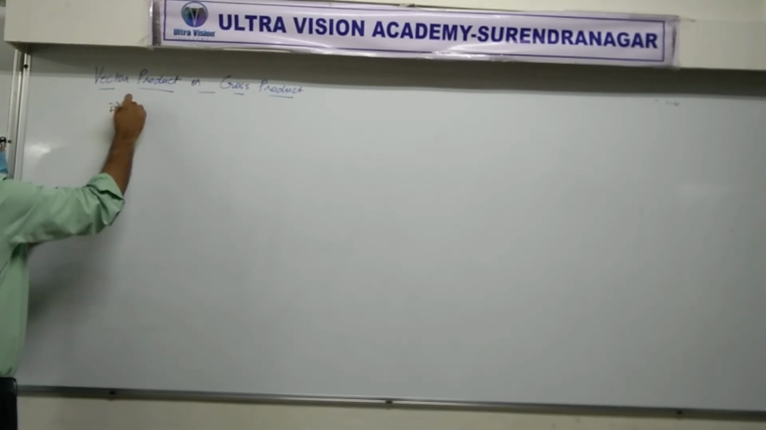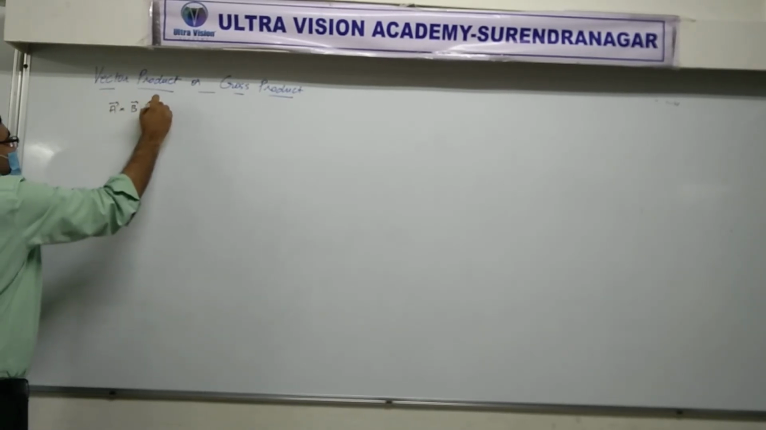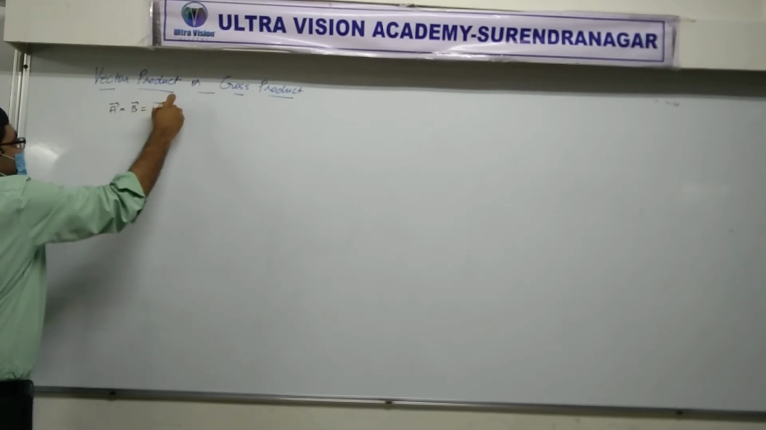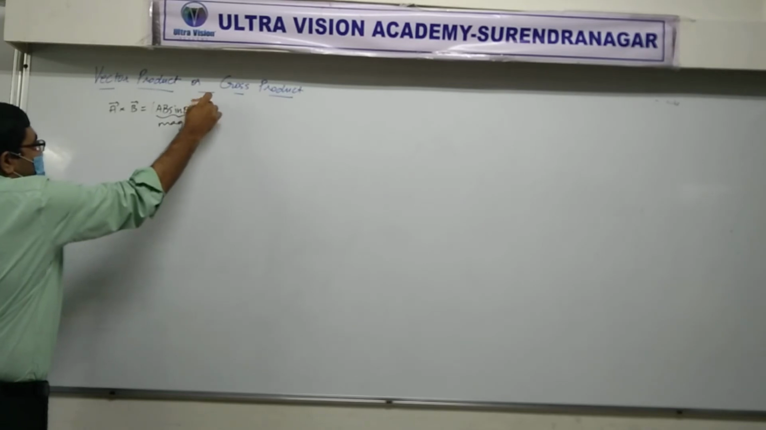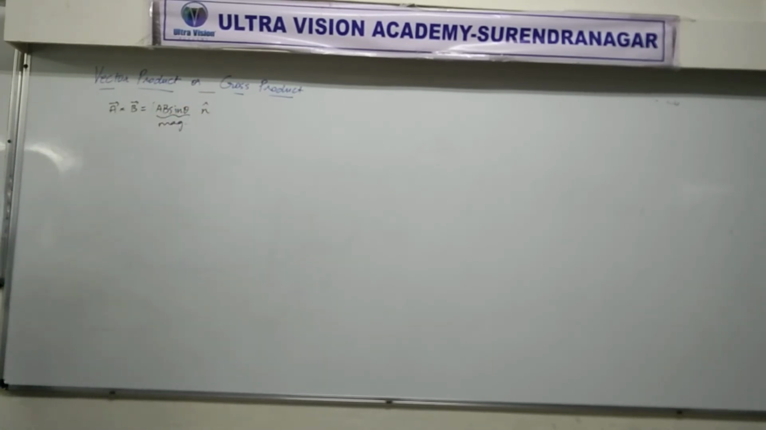Magnitude, the formula that we love. What is that? A vector cross B vector gives you AB sin theta. That's the magnitude. And the direction is n hat. For that we use the right hand rule.